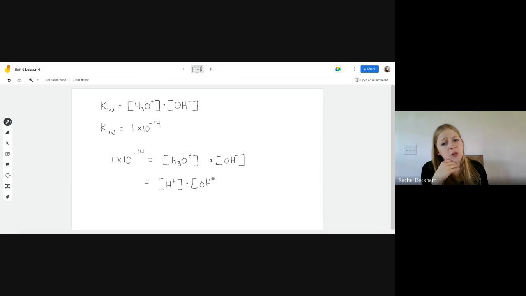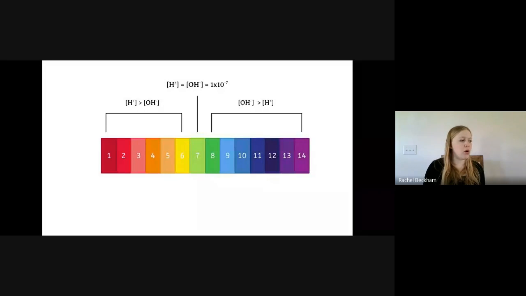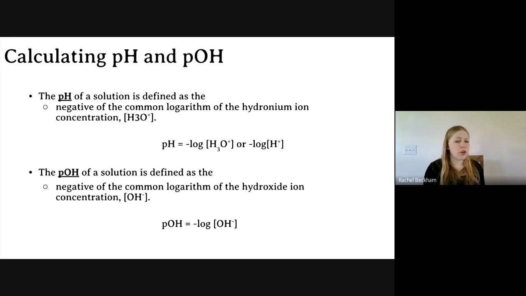H plus and H3O plus are kind of interchangeable with one another when it comes to acids. So this equation we're going to use, and we'll do some problems like that in just a second. But there's one more equation that you have to know. You have to know how to calculate pH, and pH is actually really easy. So this is the easiest part, so don't get overwhelmed by it. pH is calculated by taking the negative log of H3O plus, or the negative log of H plus, because those are the same things.